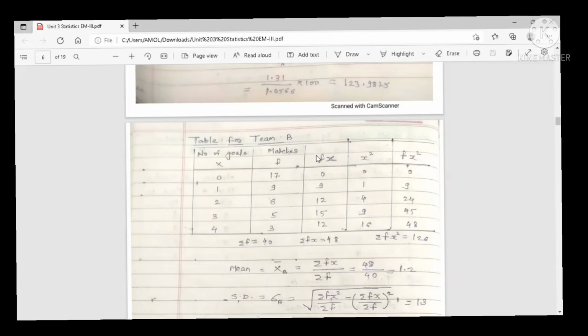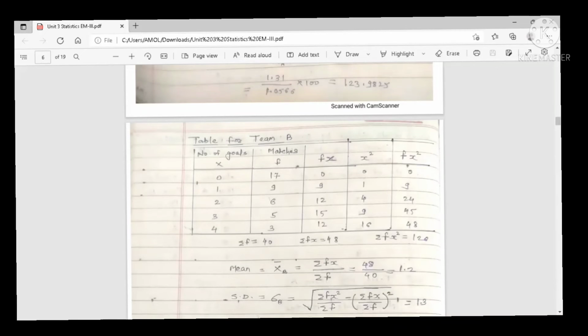Then the next column is F into X, the next column is X square, and the last one is F into X square. Then you do the addition of all the terms, meaning summation F, the addition of all the values of frequencies. Summation Fx, the addition of all the terms in the third column, is 48. Summation Fx square is 126.